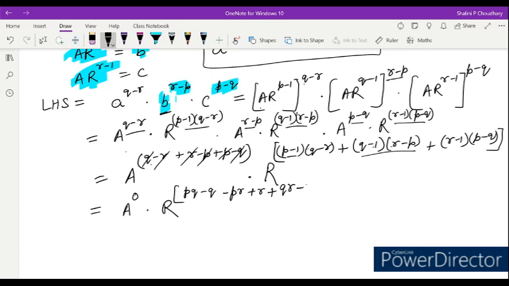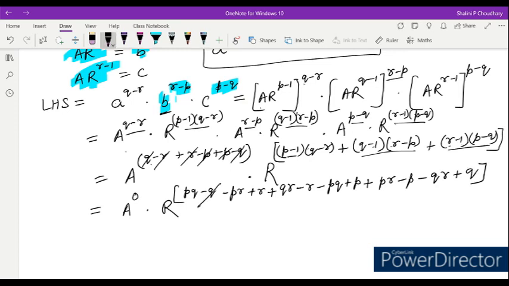into r will be minus r, then minus p into q will be minus pq and minus p into minus 1 will be plus p. Okay. Now this one, r into p will be pr, minus 1 into p will be minus p, minus q into r will be minus qr and minus q into minus 1 will be plus q. Okay. So now we will close this bracket.